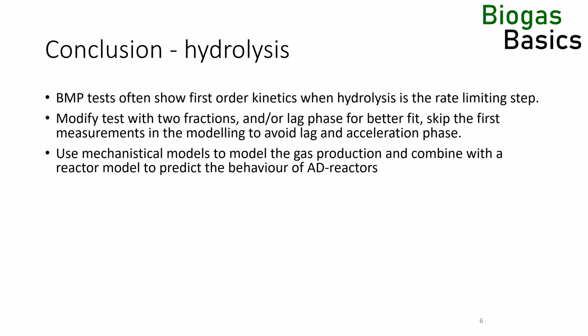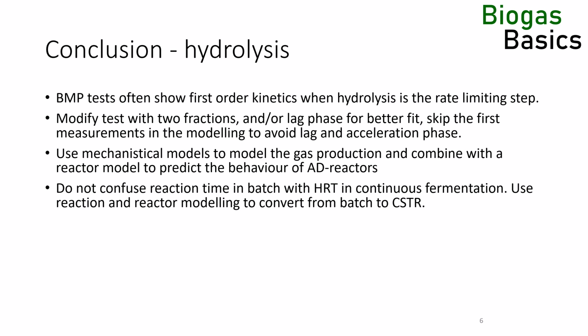Do not use empiric but mechanistic models to model the gas production and then combine the mechanistic model with a reactor model, for example a steady-state CSTR or a reactor cascade that describes the biogas plant to predict the performance of this AD plant. Do not confuse the reaction time in a batch with the hydraulic residence time in a continuous fermentation. These are not the same.